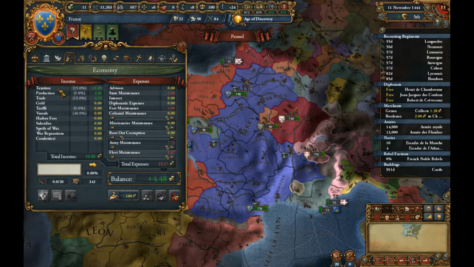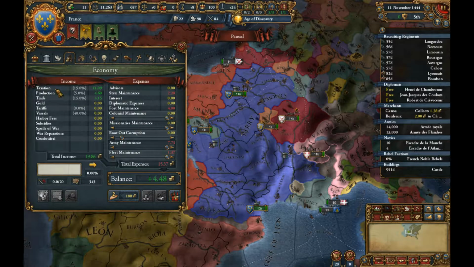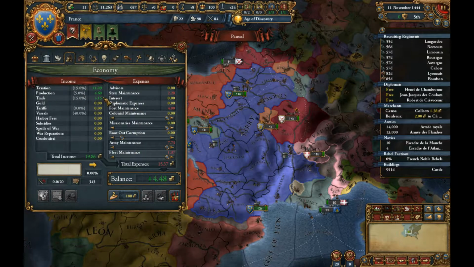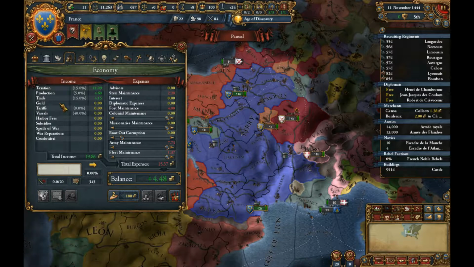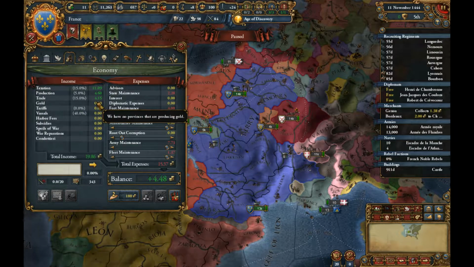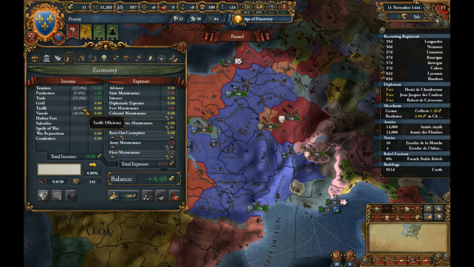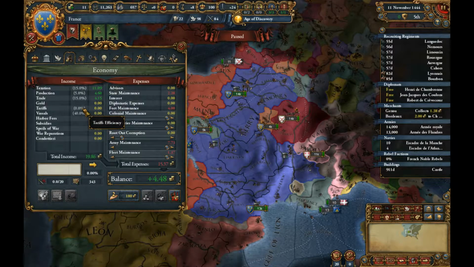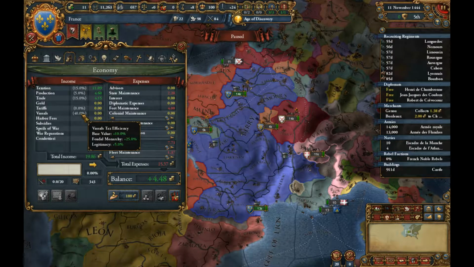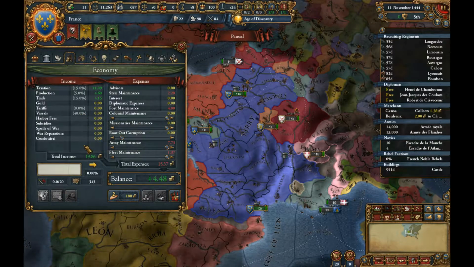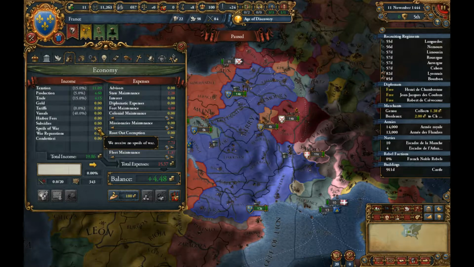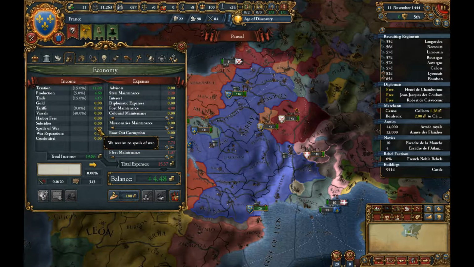So as you can see, you have income. Basically, you have income from taxation, production, and trade. Then you can also have income from gold, which is produced in several provinces, tariffs, which you get from colonial nations, or vassal income, which you get from vassals. Then war reparations, spoils of war, which you can get from war.